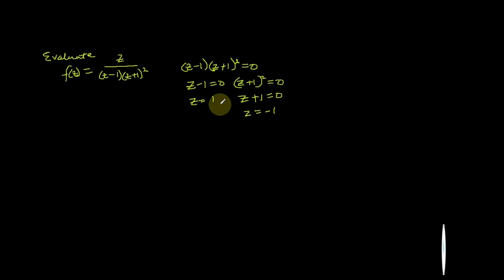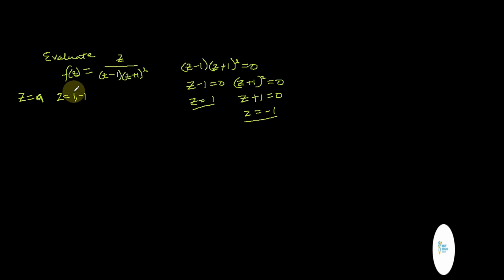Now let's look at the poles. This is a pole, z equal to 1, and this is another pole, z equal to minus 1. Remember, we have something like z is equal to a. This is a here. That means a is z equal to 1 and minus 1.